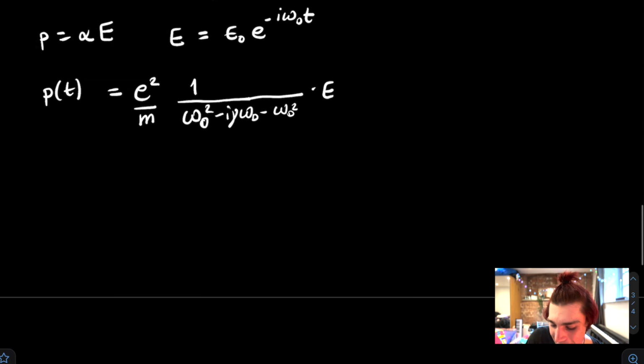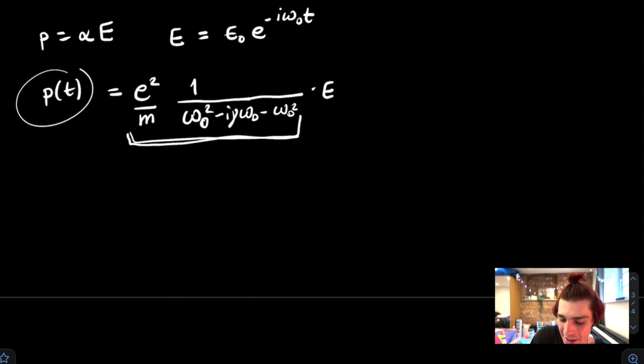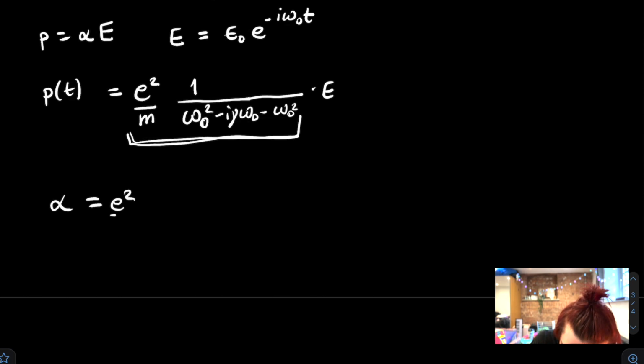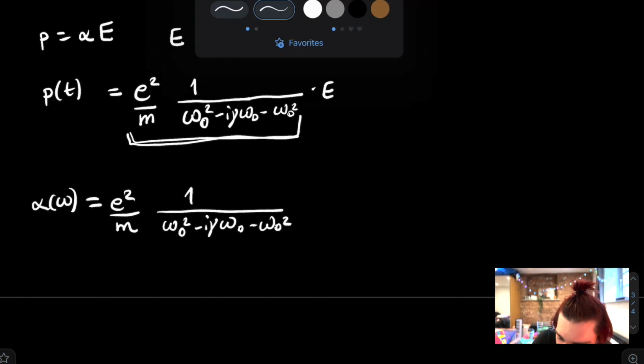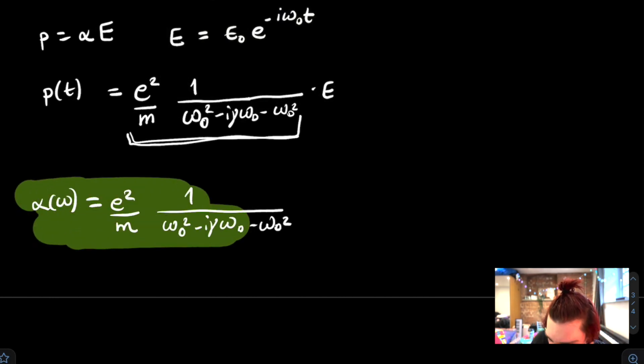And now it should be fairly obvious that this term right here is the proportionality constant relating P and E, which is of course just alpha, the polarizability. And so we get the final result for the polarizability is equal to e squared over m times 1 divided by omega naught squared minus i gamma omega d minus omega d squared. And this is our final result. This is the polarizability of our atom as a function of the driving frequency right here.